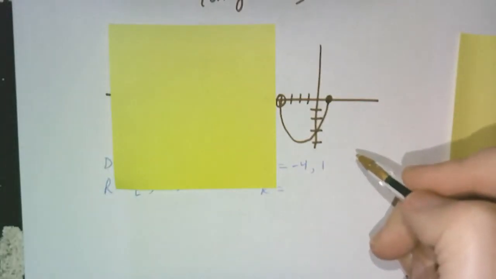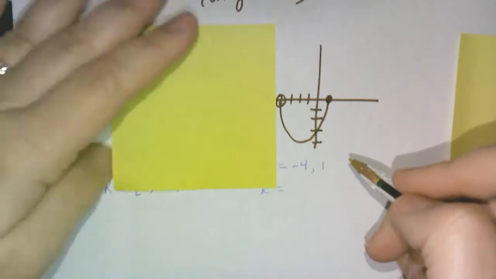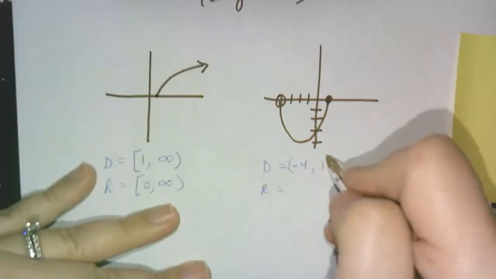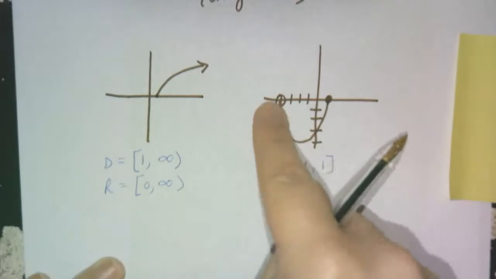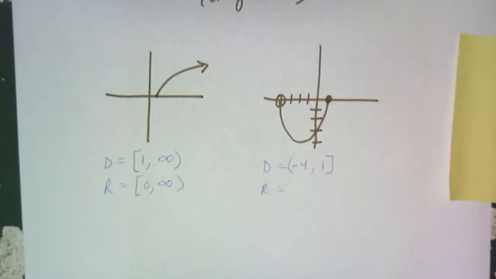Parentheses or brackets where? Correct. This one's open. I'm getting very close to that value, but I don't actually have it. And then bracket at 1. Now, how tall is this picture?